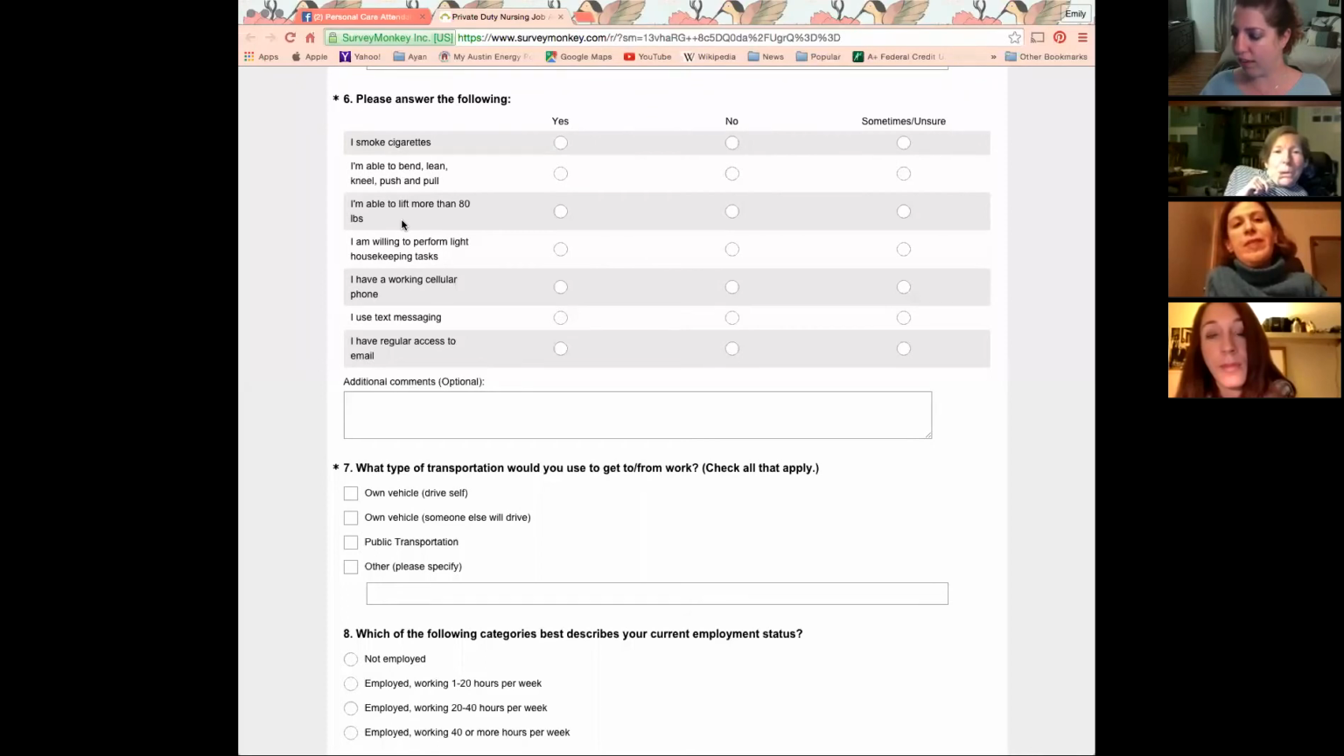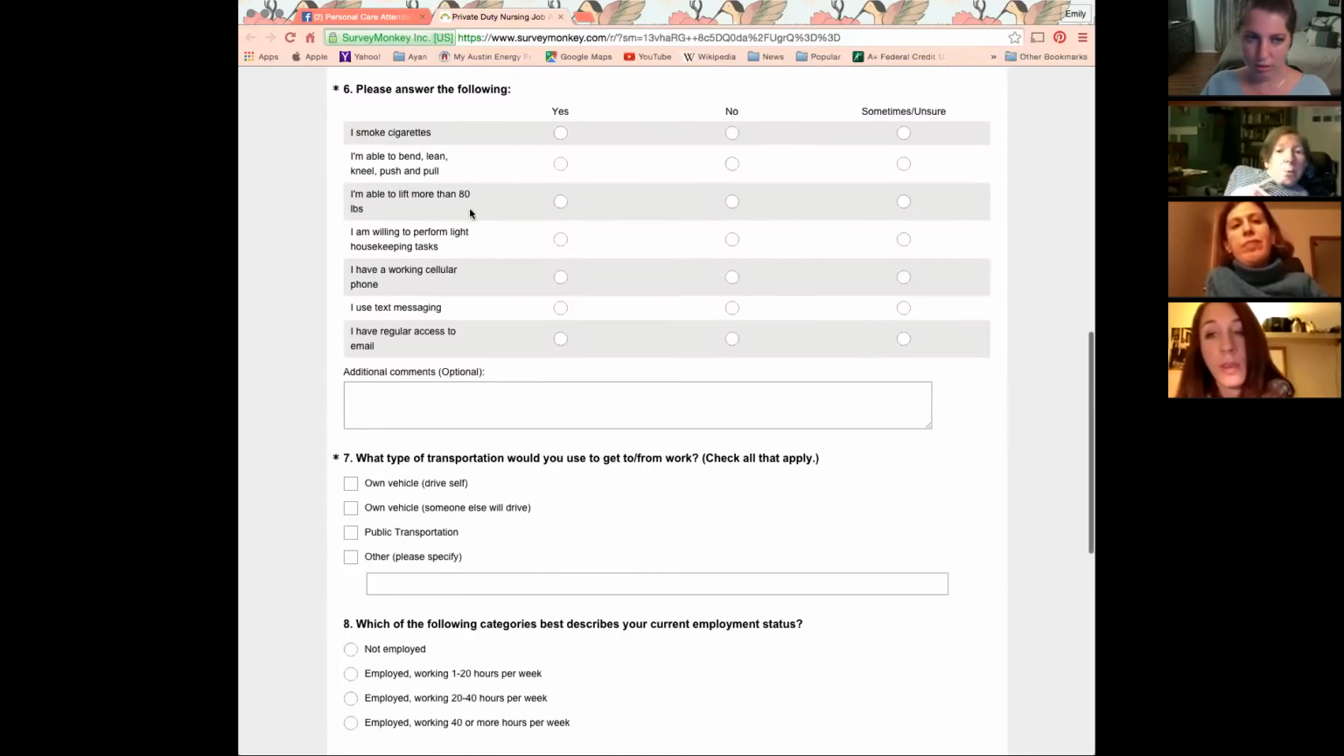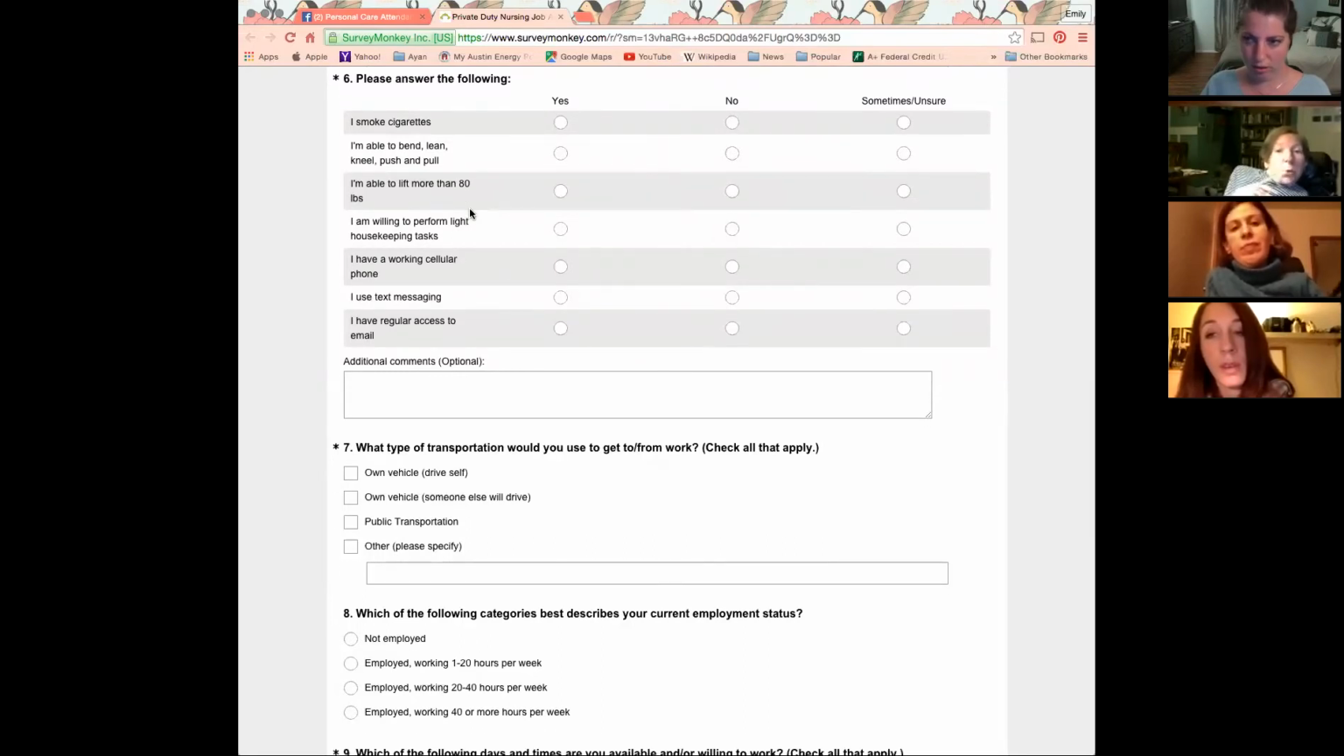For those of us that are a little over that, that's going to come up. Because it's a lot easier to say, are you able to lift over 80 pounds? If you're over 130 pounds, that's a trickier question. Well, Emily, that's when the bend, lean, kneel, push, pull comes into play. Because when you're weighing over 120 pounds, you're less likely to be lifted and more likely to be shifted or pivoted or things like that. So the previous question is more applicable. Right.